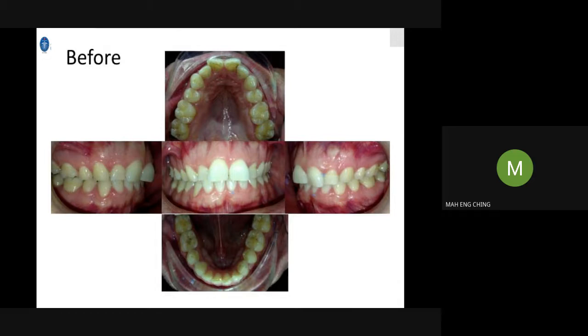So that's why sometimes they say the braces is the leader when you come to restorations. When you come to a difficult case, braces is always the leader to determine how much space you can close and open, before the restorative colleague comes in.